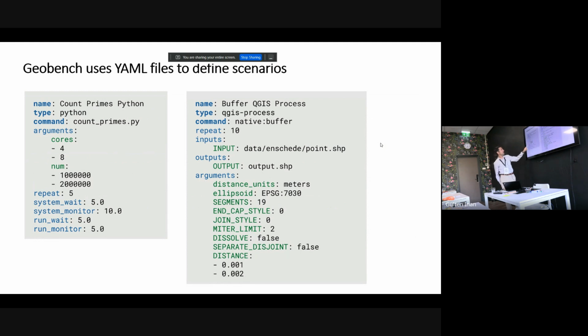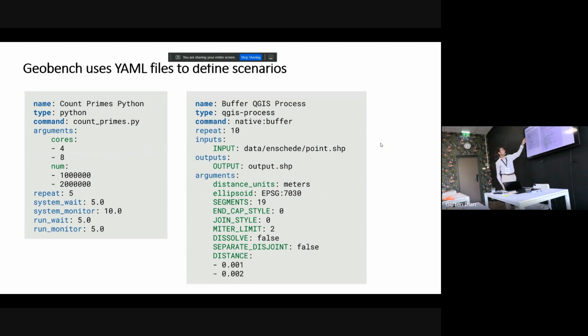You can indicate how many times you want to repeat the test. If that script or the process accepts some arguments, you can indicate the values of the arguments. If they are individual values, they are taken as they are. If it's a list of values, then for each value, a new set is created. So in this case, we have the distance parameter. It has 2 options. So that means for this test, there will be 2 sets.